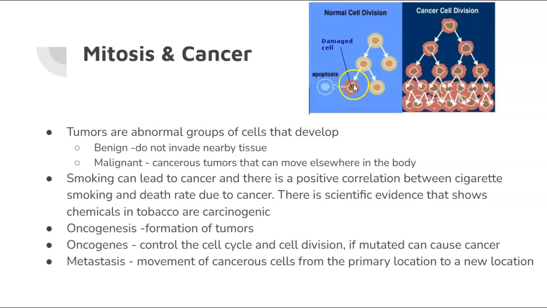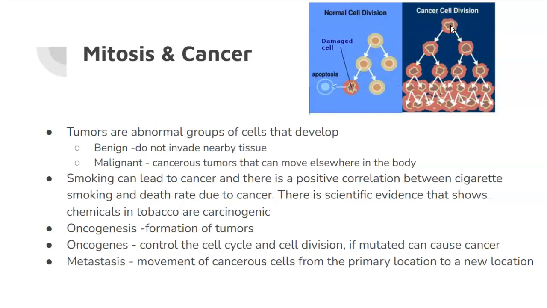And when you get a damaged cell, then that damaged cell will hopefully get found by the checkpoints in interphase and will go through what's called apoptosis. And apoptosis is programmed cell death. It recognizes that it's not a good cell and it will die. But sometimes it doesn't get caught. And when that damaged cell doesn't get caught, then it can go through its own cell division.